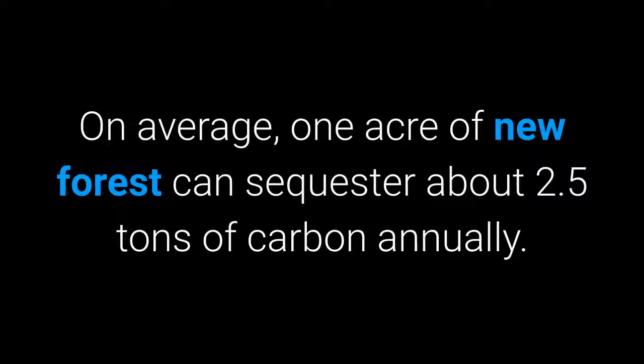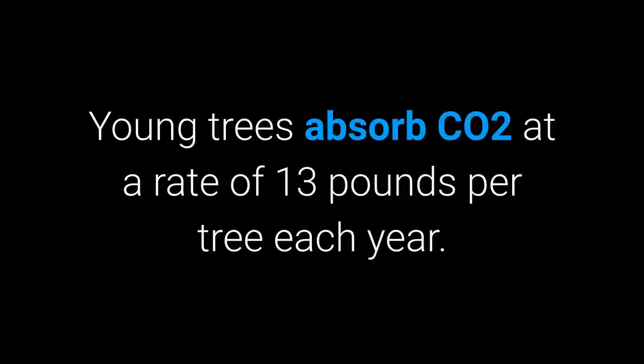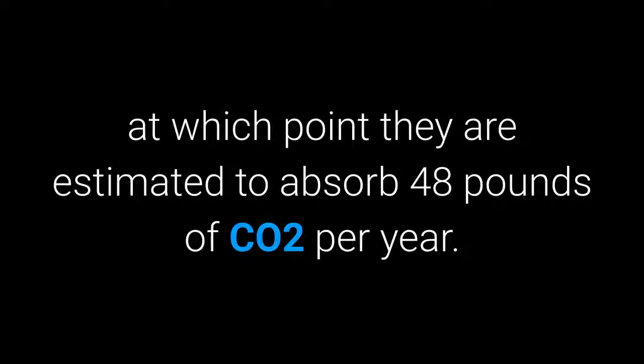On average, 1 acre of new forest can sequester about 2.5 tons of carbon annually. Young trees absorb CO2 at a rate of 13 pounds per tree each year. Trees reach their most productive stage of carbon storage at about 10 years, at which point they are estimated to absorb 48 pounds of CO2 per year. At that rate, they release enough oxygen back into the atmosphere to support 2 human beings.